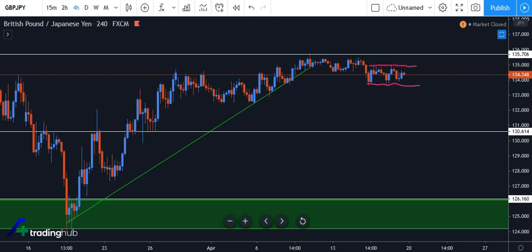So we may have one more push then drop, or we may see price testing that 135.076 zone before dropping into the downside. So I'm short-term bearish on pound yen for this week.